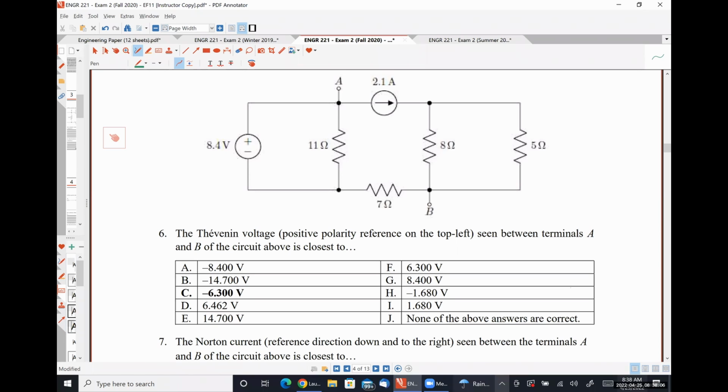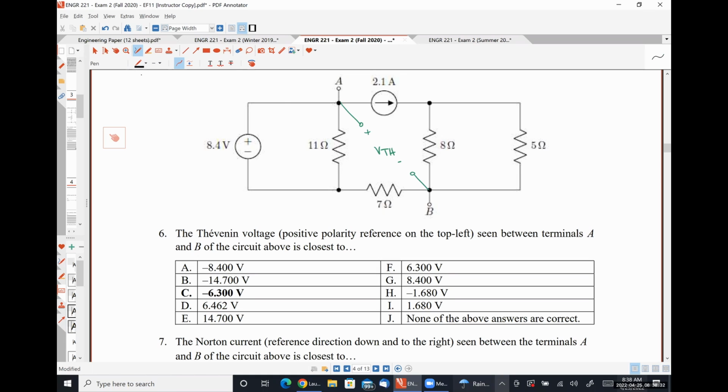All right, so the Thevenin voltage, positive polarity reference on the top left. Okay. So effectively, I'm trying to find this voltage.